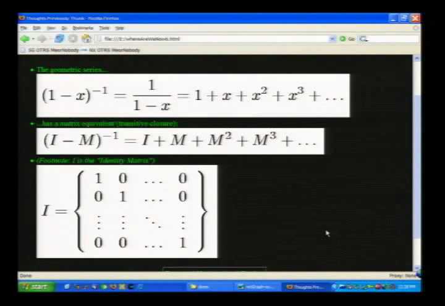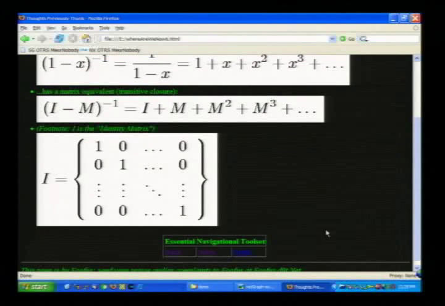The identity matrix, which is depicted down here, is just a matrix that's all zeros with 1s down the diagonal, and we'll represent that as I. So 1 over I minus our matrix gives us the geometric series for matrices: I plus m plus m squared plus m cubed, if m is our matrix.